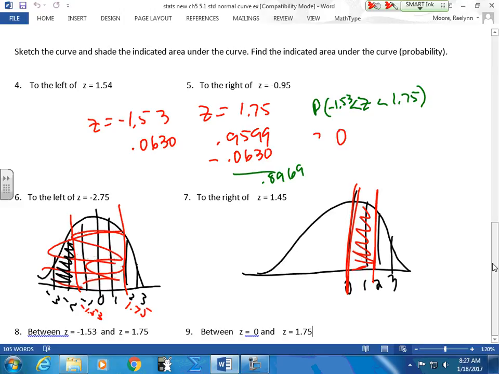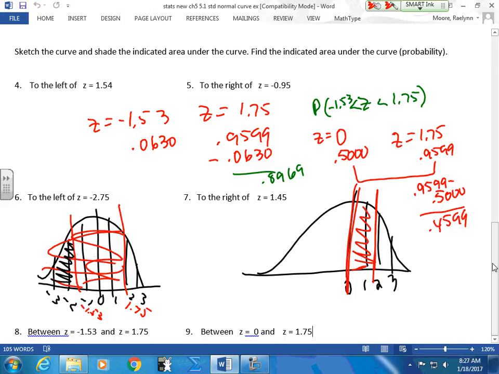So when my z-score is 0, what is my area? How much area to the left of this 0? 50%, right? 0.500. That's half my curve. When my z-score is 1.75, I look it up. I get 0.9599. And we subtract these. So we said it definitely had to be more than 34%. That's about 46% of my curve.